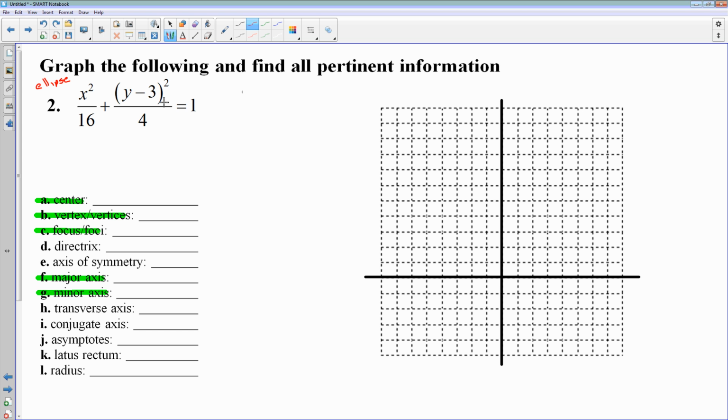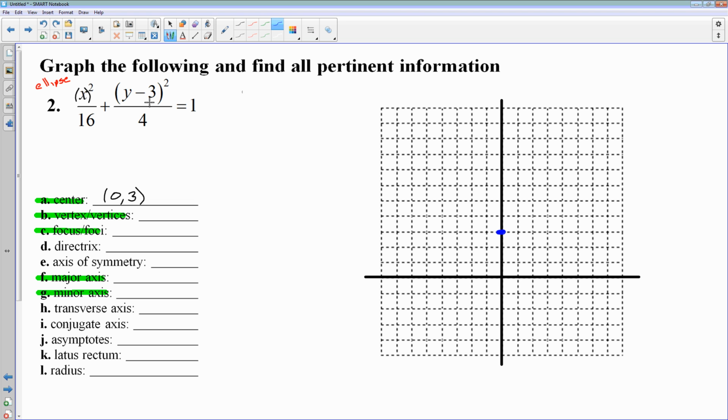All right. I will start by finding the center of my ellipse. Since it is only x squared, there's not a number in there with the x. The x coordinate is 0. Y minus 3 means my center is going to be 0, 3. And I'll go ahead and plot my center, 0, 3.